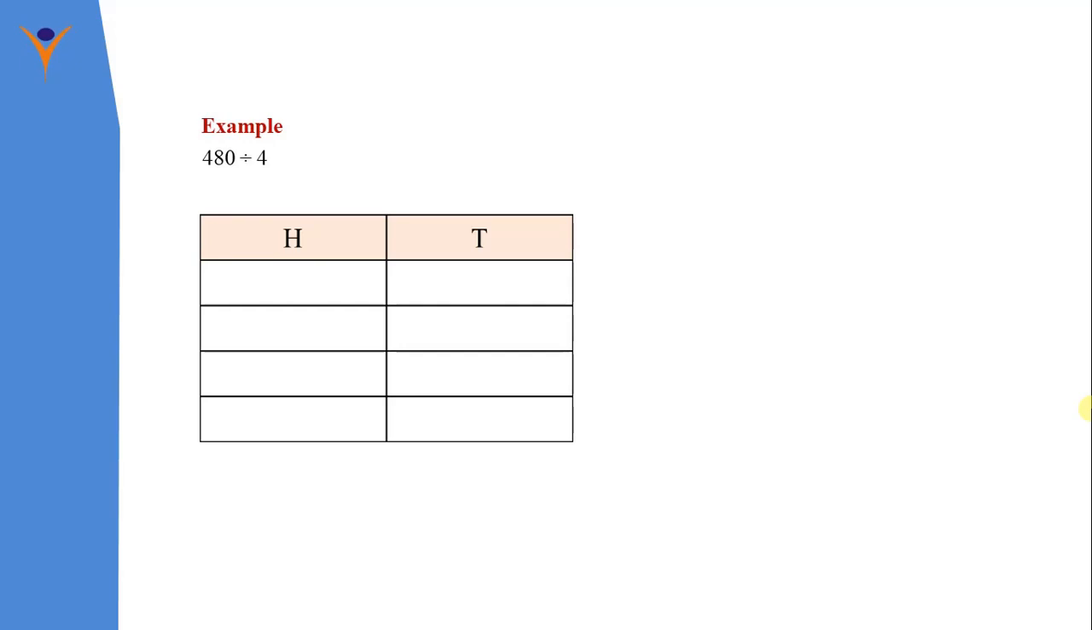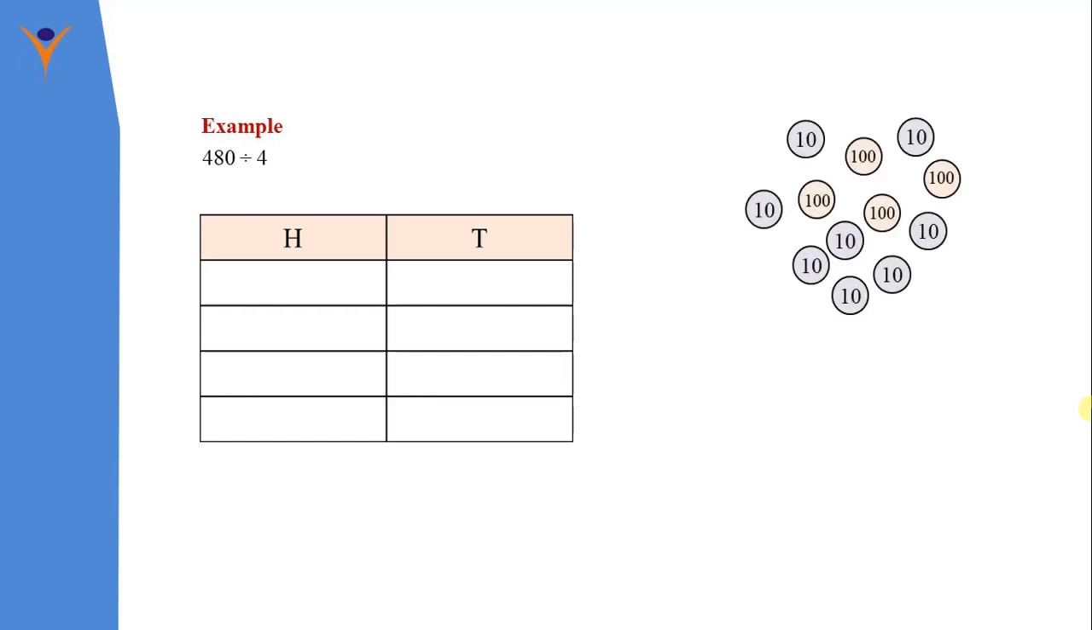Now, this one says 480 divided by 4. One way we can do this is to use counters and place the counters on the place value grid. For us to use counters, we need to partition this number. And there's the place value grid that is saying we should partition it as 4 hundreds and 8 tens. For that reason, here will be our counters. It says 4 hundreds and then 8 tens.